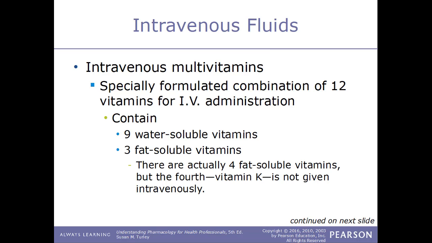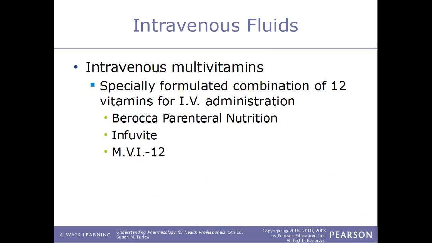So another type of IV fluid that could be given are intravenous multivitamins. These are specially formulated combination of 12 vitamins for IV administration. And these will contain 9 water-soluble vitamins and 3 fat-soluble vitamins. And there are actually 4 fat-soluble vitamins, but the 4th is not given intravenously, which is vitamin K. And some examples of an IV multivitamin fluid that could be given: Parenteral Nutrition, Infuvite, and MVI-12, which is just an abbreviation for multivitamin infusion 12 in reference to the 12 vitamins that are given.